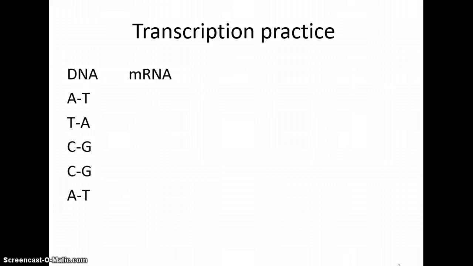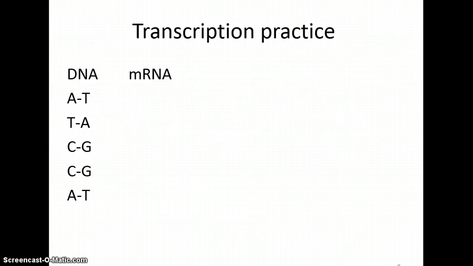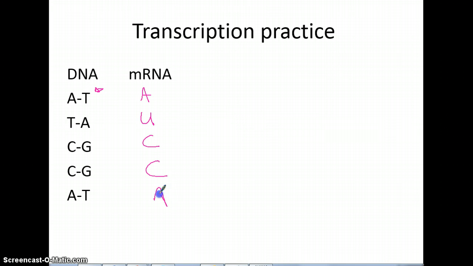And we will take this side here. Change the color of the pen. Okay, so we'll take this side here. T goes to A, A goes to U, G goes to C, G goes to C, T goes to A. There is our messenger RNA, AUCCA. It's only one-stranded. It will take off to the ribosomes. It will be read. It will make a protein.